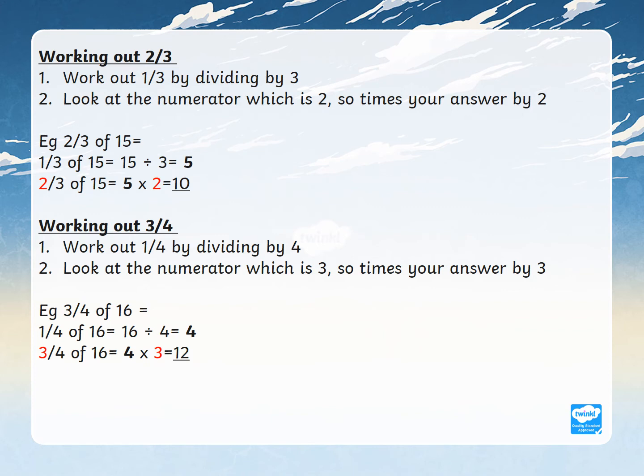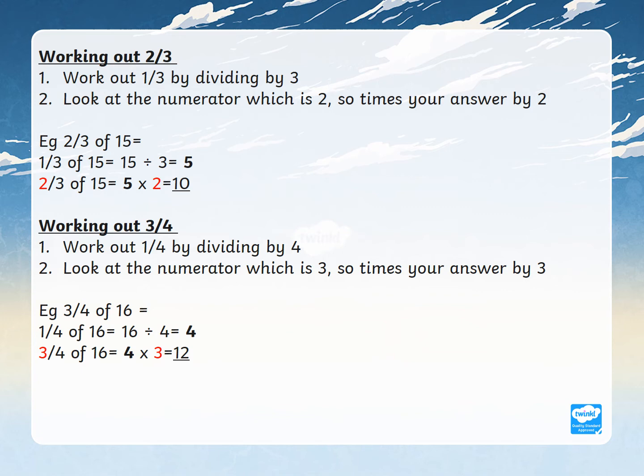Working out 3/4. So first of all, we work out 1/4 by dividing by 4. And then we look at the numerator, which is 3. So we times our answer by 3.